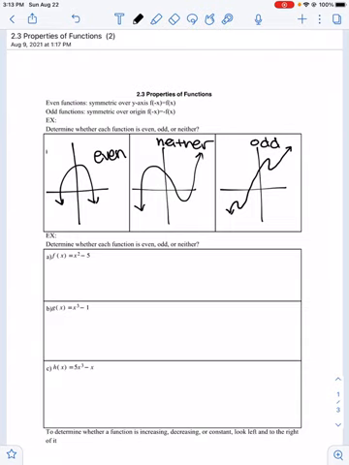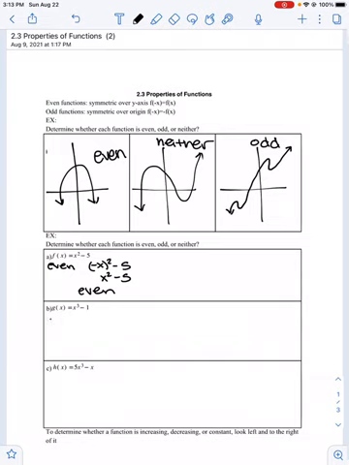Now we're going to determine algebraically. For our first one, we're going to first check if it's even, and we're going to plug in negative x for all the x values. So negative x squared minus 5 is x squared minus 5. So it is even.